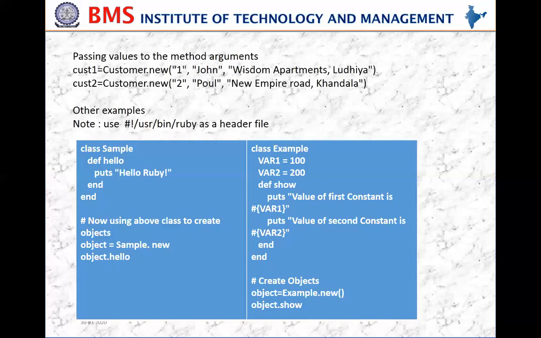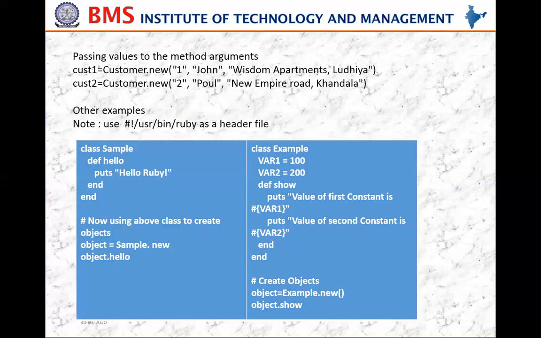Let's see one more example. In this example, we have a class Sample, and we have defined a method within that, which says hello Ruby. We write the end statements. How do we create an object now? object = Sample.new, where Sample is the name of a class. Now a new object is created for the class called Sample.